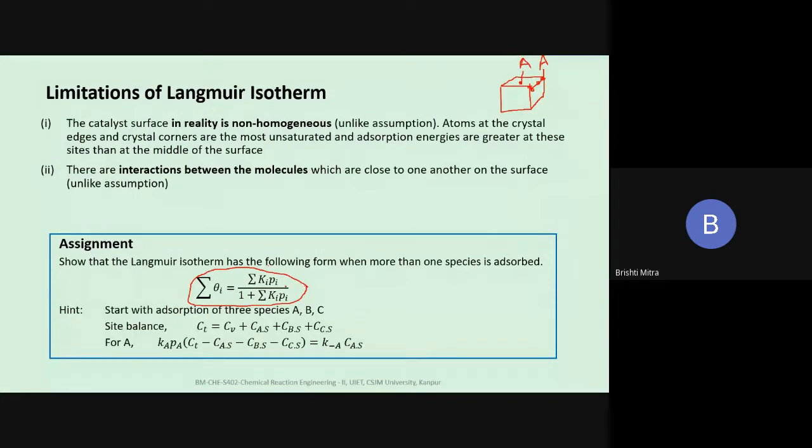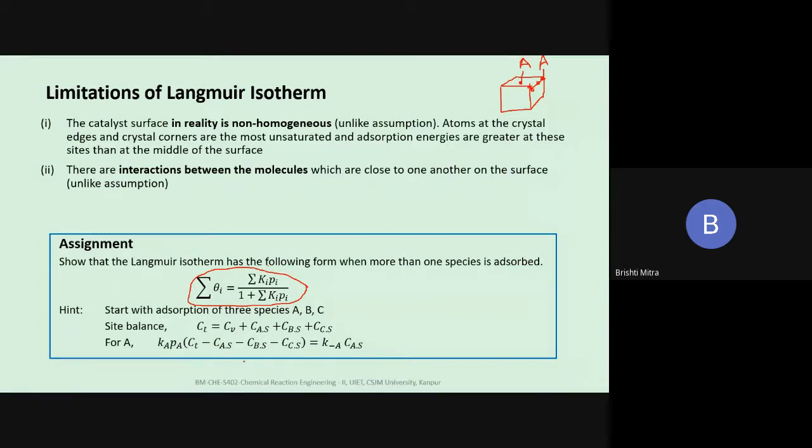So I've given you a small hint as to how to start off. I said, let's imagine we are adsorbing 3 species, A, B, and C. For each of these species, you can write a balance like this, that is Ka·Pa·Cv, if you remember, was equal to k_minus_a·C_A,S.